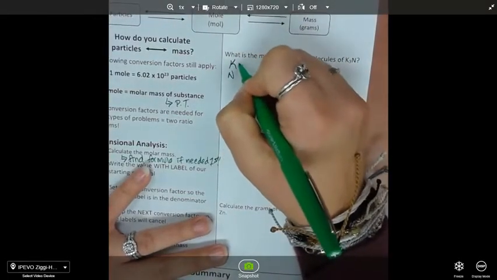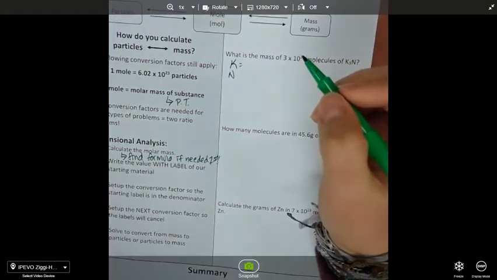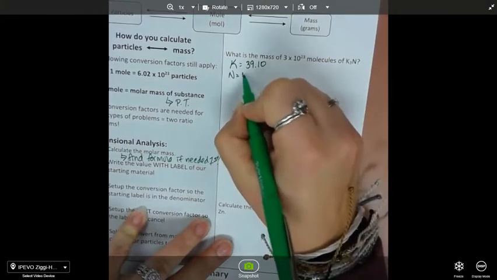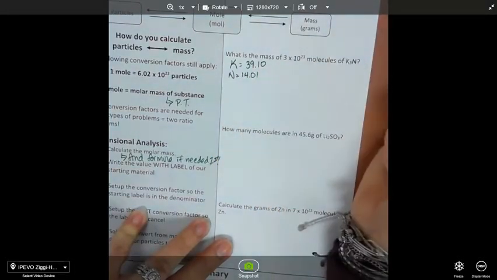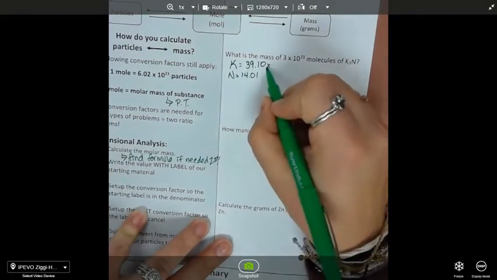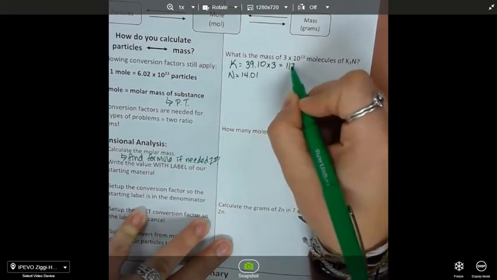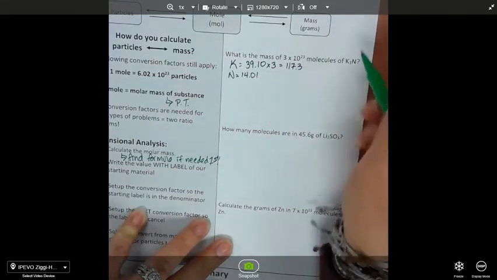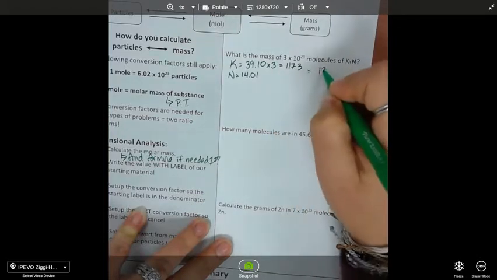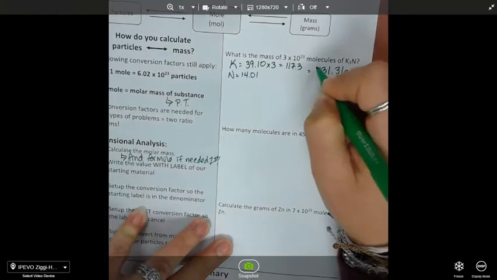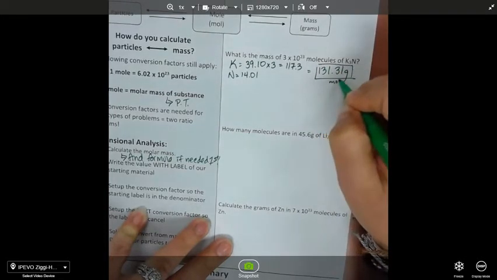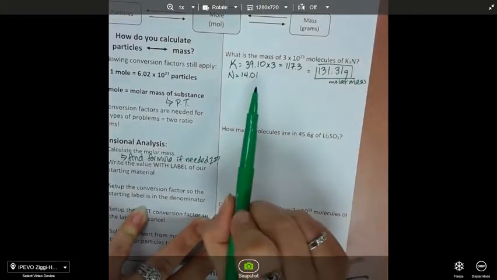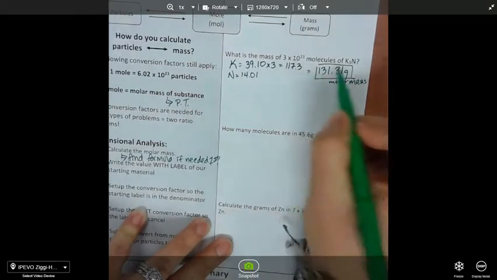The molar mass of K is 39.10, and the molar mass of nitrogen is 14.01. Since we have 3 K's, we have to multiply this by 3, so we get 117.3. So 117.3 plus 14.01 equals a mass of 131.31 grams. So this is our molar mass of K3N.